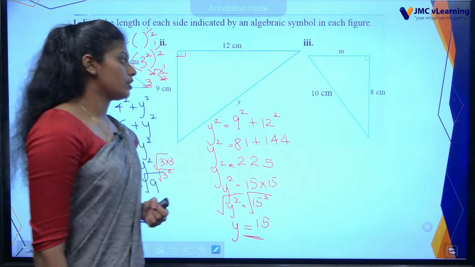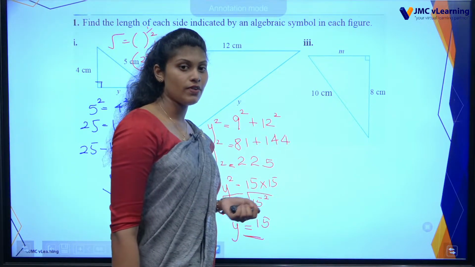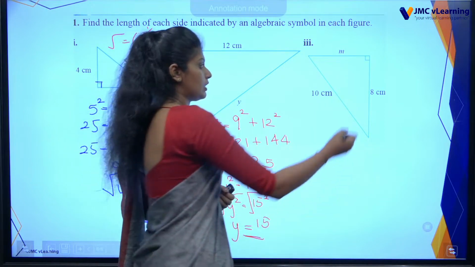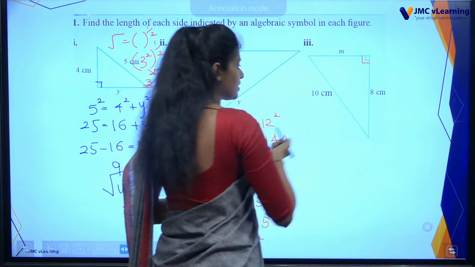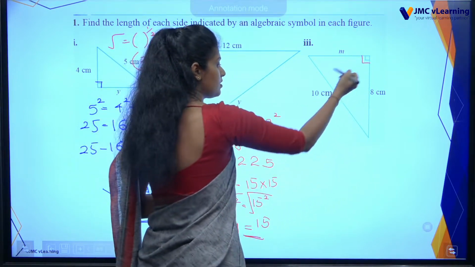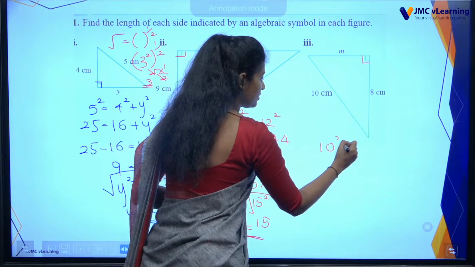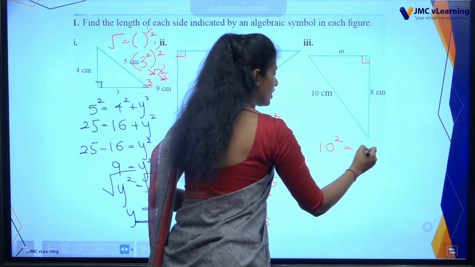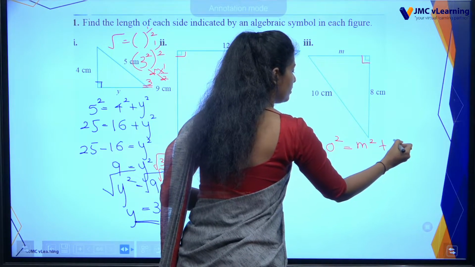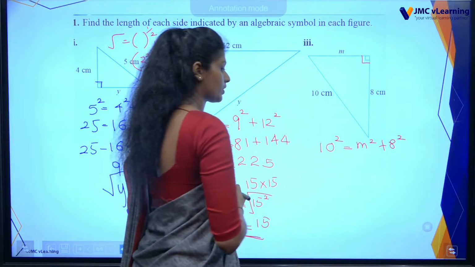Third one. Here you have to find the value of m. This is 90 degrees. So what is the hypotenuse? It is 10 centimeters. Then let's write 10 squared is equal to m squared add 8 squared.